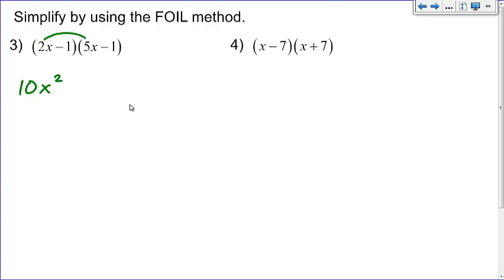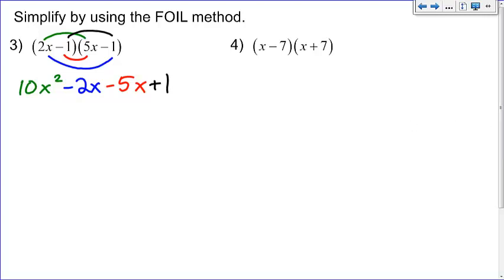Next, I'm going to do outer times outer. 2x times negative 1 is minus 2x. Then inner. Negative 1 times 5x would give me a negative 5x. And finally, the last term, negative 1 times negative 1 gives me positive 1.